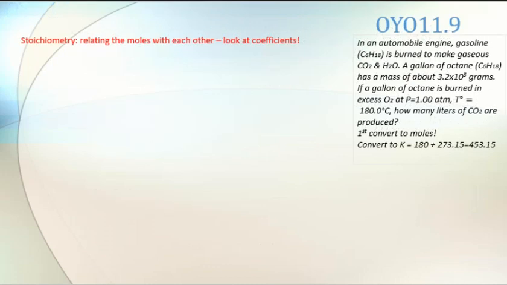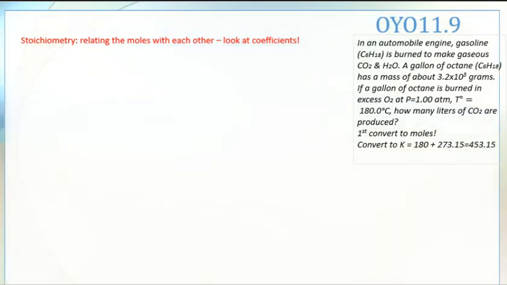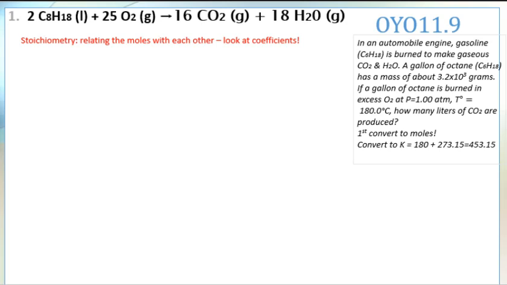All right, so there the problem is written down very small over here to the right, and then our equation is going to be up here at the top, I believe. Yeah, there it is. So relating moles to each other, look at the coefficients. All right, what are we asking for? How many liters of CO2 are produced?